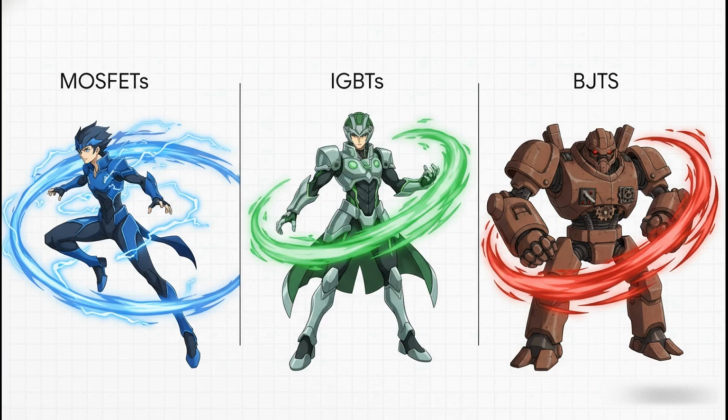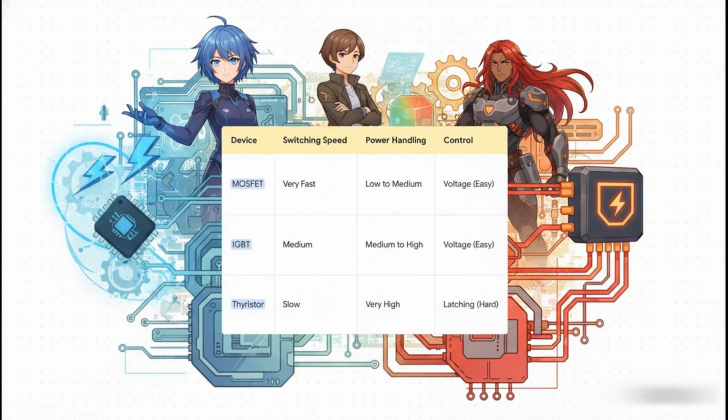Then you've got the IGBT, which is this really cool hybrid. It kind of combines the easy control of a MOSFET with the high power capability of an older type of transistor, the BJT. The BJT itself isn't used as much anymore, mostly because it's slower and a bit more clunky to control. And this table really puts it all into perspective.